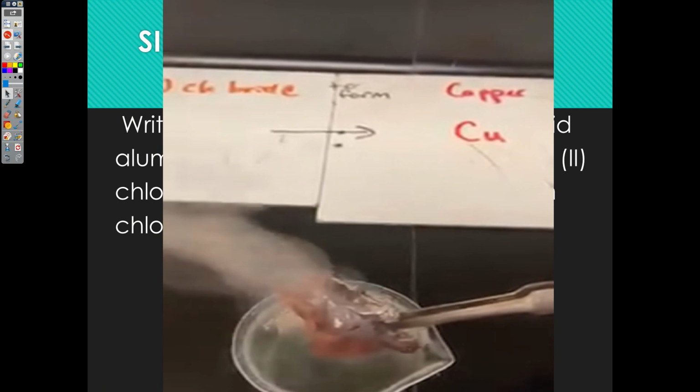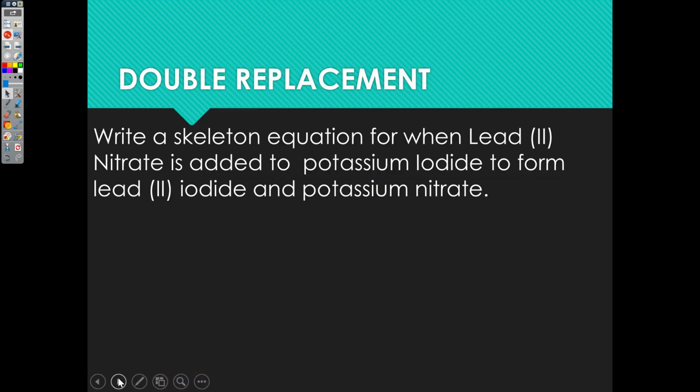So that was your single replacement. Our aluminum replaced the copper, so then the copper was left all by its own, and that was that copper color that you could see in the video. All right, let's try a double replacement. So you guys go ahead. It says skeleton equation for when lead 2 nitrate is added to potassium iodide to form lead 2 iodide and potassium nitrate. Go ahead and try to write out your reactants.